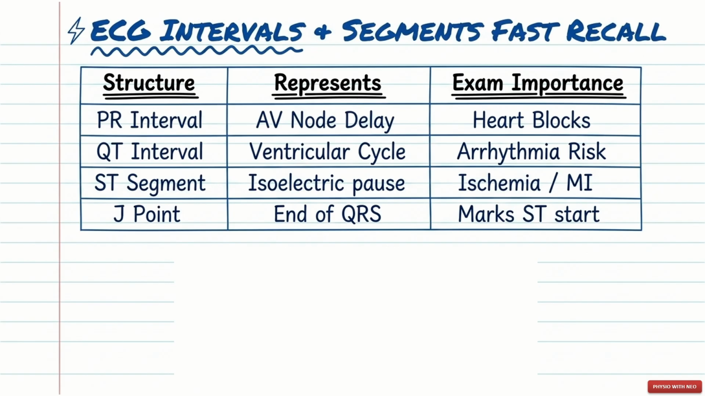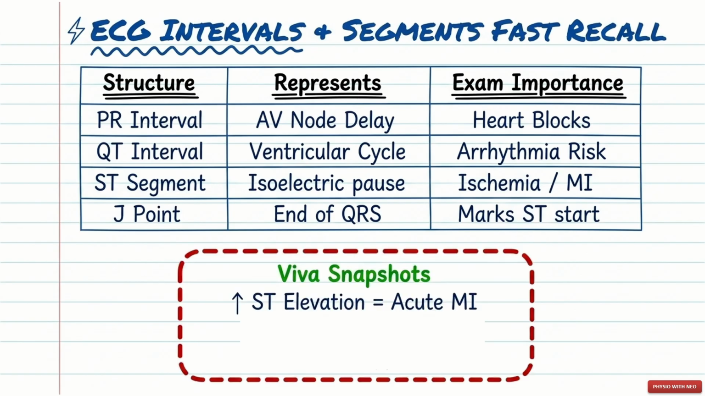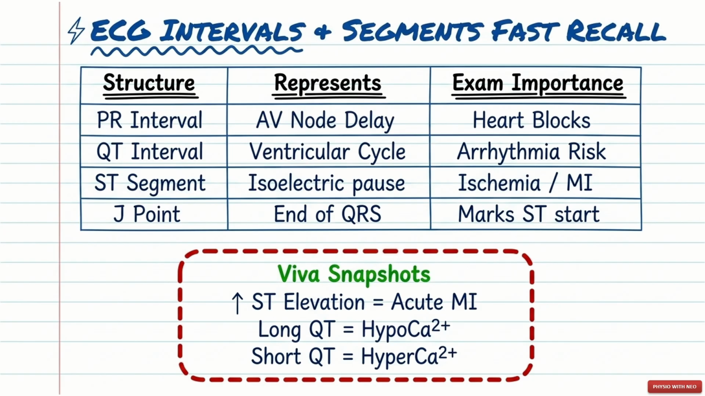Now remember these exam clues. ST segment elevation, important in acute myocardial infarction. Long QT interval, hypocalcemia. Short QT interval, hypercalcemia. Now these associations are repeatedly asked in university exams.